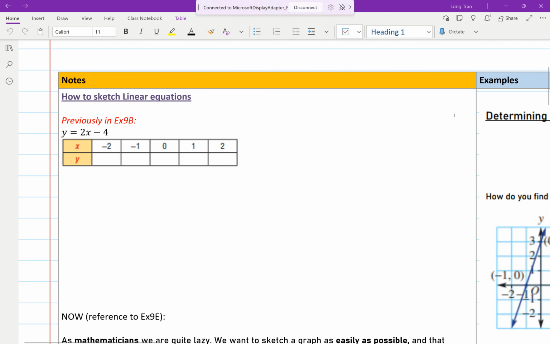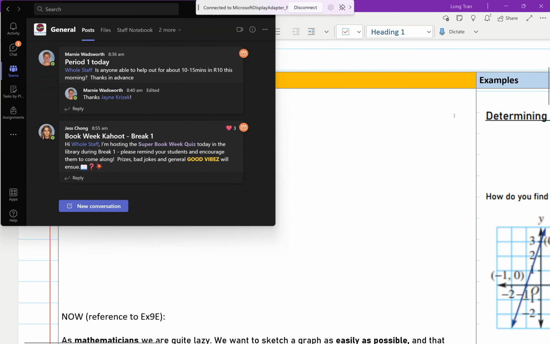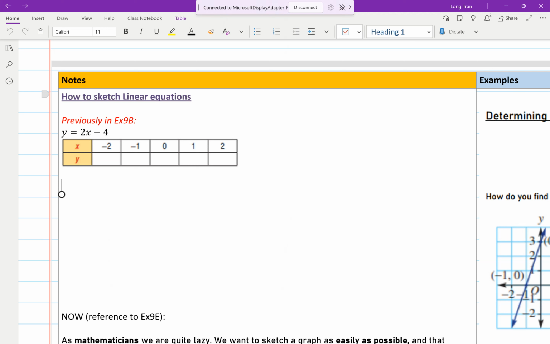Here we go. So we are now up to this exercise where we're going to be looking at sketching, but not using the skills that you learnt in 9B. So let's recap what you did in 9B. Okay, this is what you did in 9B.